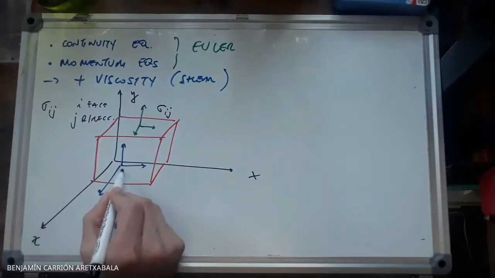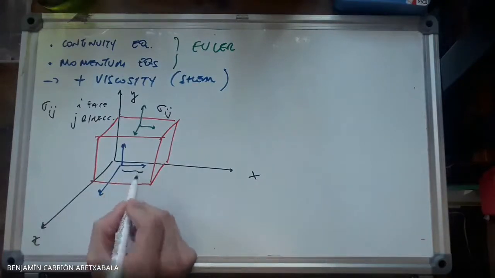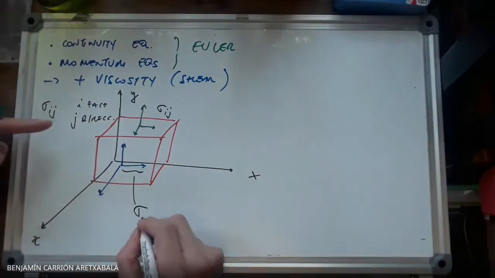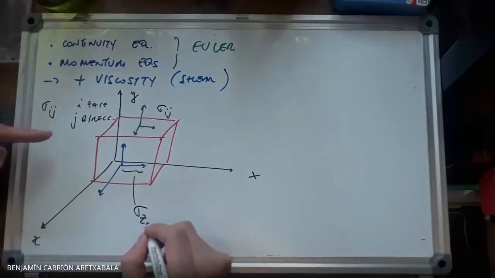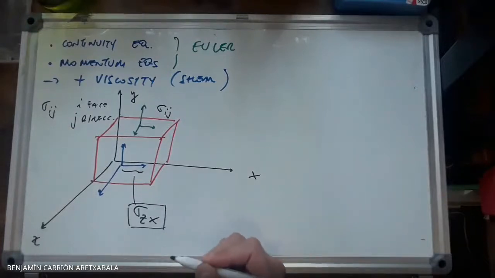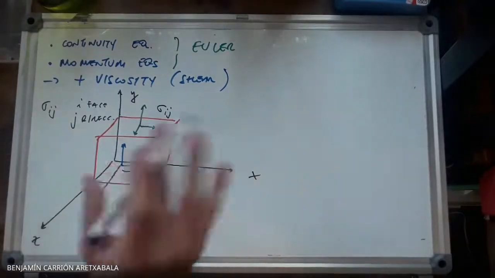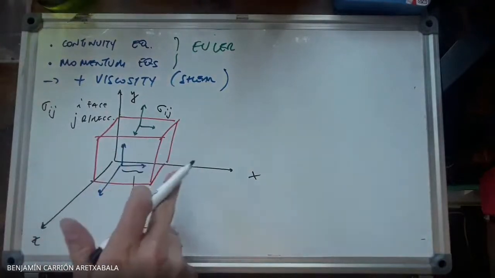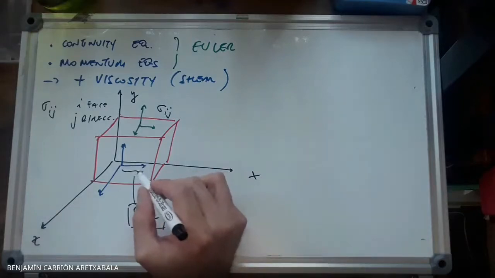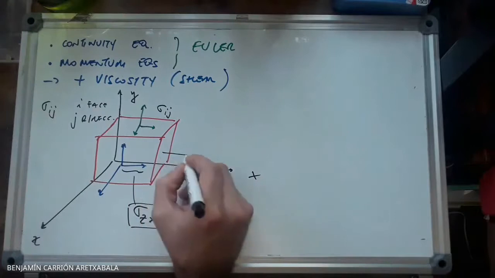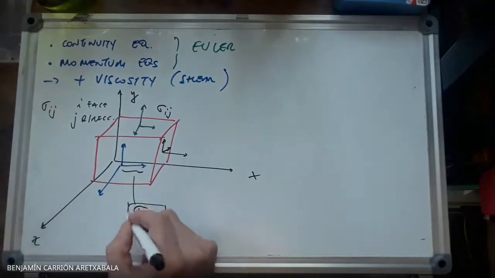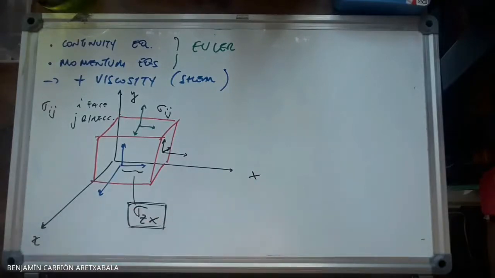So for instance, this one here is the sigma acting on the face normal to the z axis, so this should be sigma z, and it is acting in the x direction, so it should be sigma zx. This is just convention. You're not supposed to memorize this, but the point is that on each face you're going to have one normal and two tangential stresses. And this is the way we can label them.